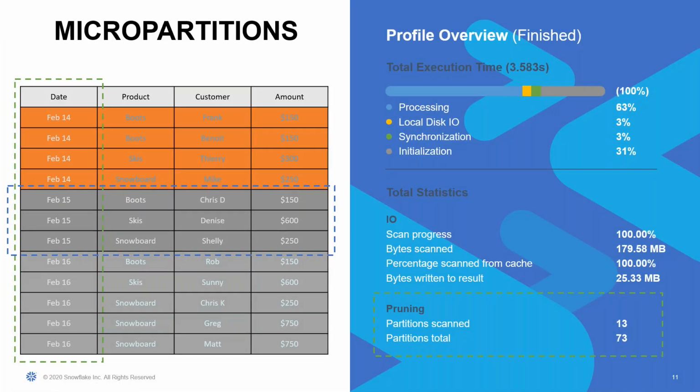So whenever you issue a query, these are the data. So this is the micro partition. You see this data: product, customer, amount, date. It's all sorted by dates, organized by days: February 14, 15, 16, and the other data is sorted accordingly. And whenever you query, it shows total micro partitions scanned 13, partitions total 73.